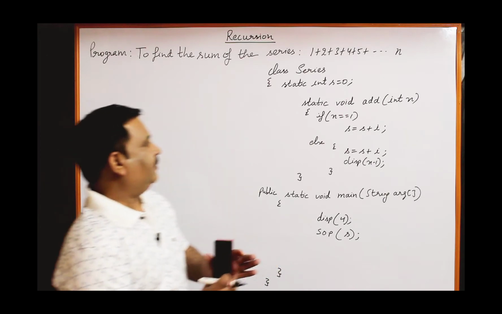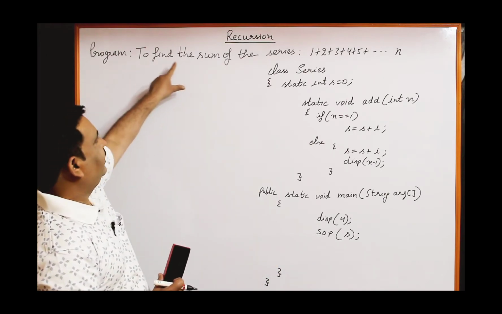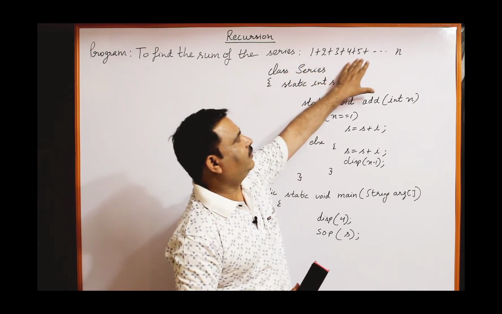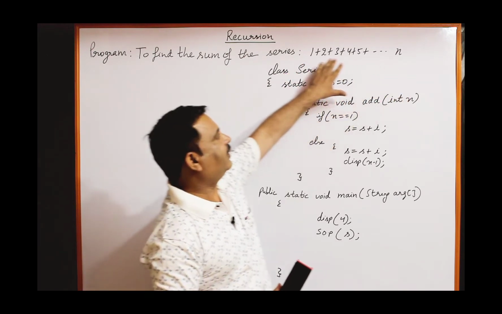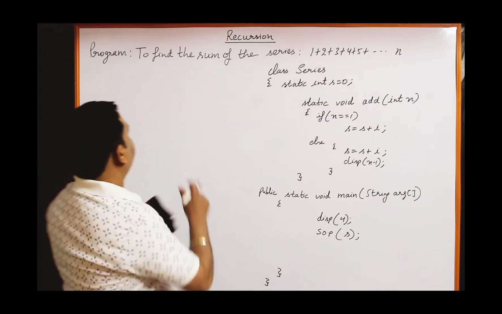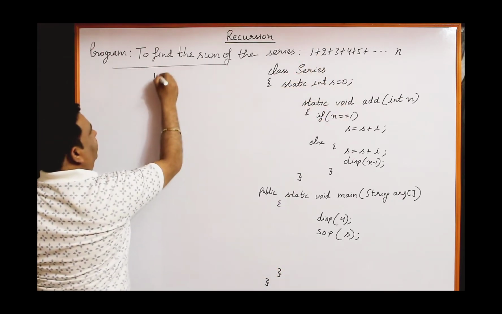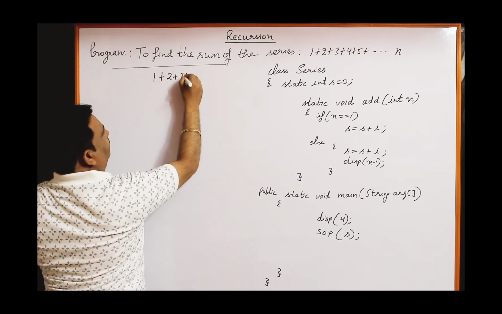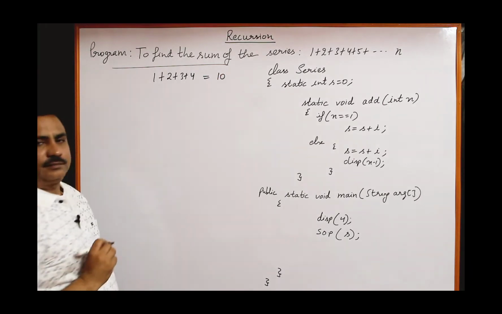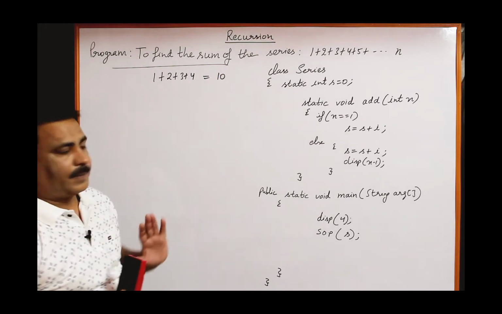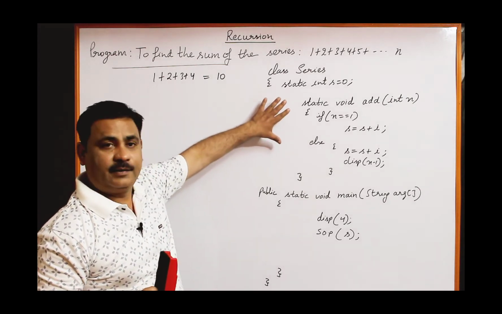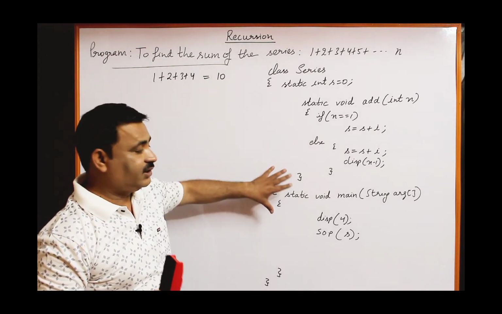See the program to find the sum of the series 1 plus 2 plus 3, 4, 5 and so on up to n. Now we have to find the sum. Suppose the value of n is 4, it means we have to find the sum of the first 4 terms. That will be 10. This should be the output. I have already made one program here, I am just going to explain it.